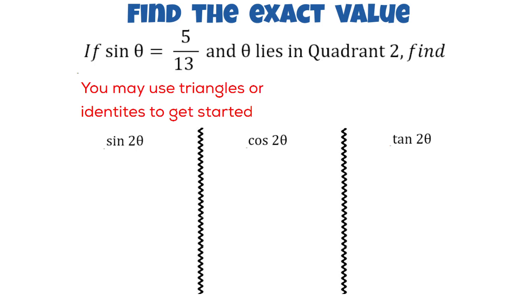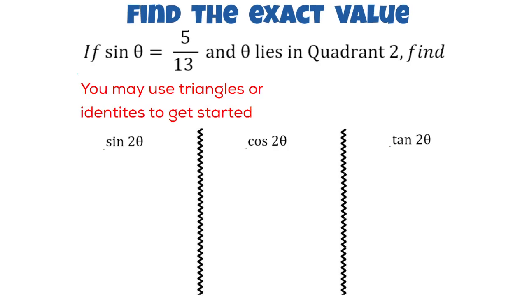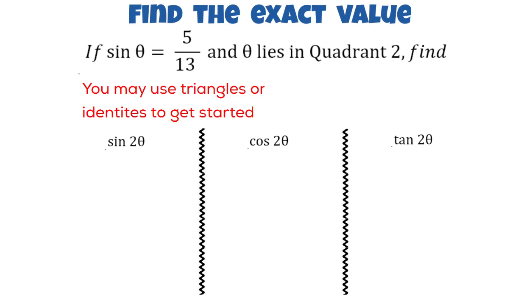To start with, let's look at one where we have to draw a triangle out. This one says, if sine of theta is 5/13 and it lies in quadrant 2, we want to find all these different double angle relationships. It says you can use triangles or identities. I'm going to go ahead and just go back to that triangle method and look at a triangle that's in the second quadrant.